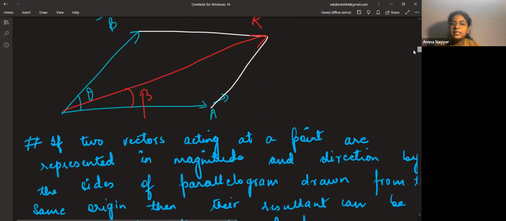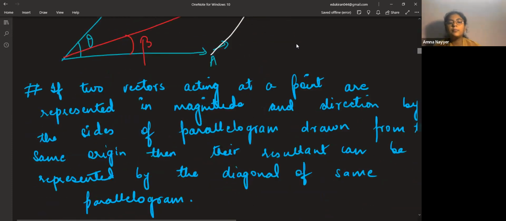The law basically says that if two vectors acting at a point are represented in magnitude and direction by the sides of a parallelogram drawn from the same origin, then their resultant can be represented by the diagonal of the same parallelogram. Means the two vectors represent the sides of the parallelogram from the same origin, means they are co-initial. Then the resultant is represented by the diagonal of the parallelogram. These are the vectors and this is the resultant.